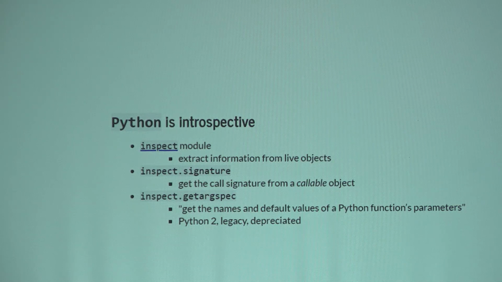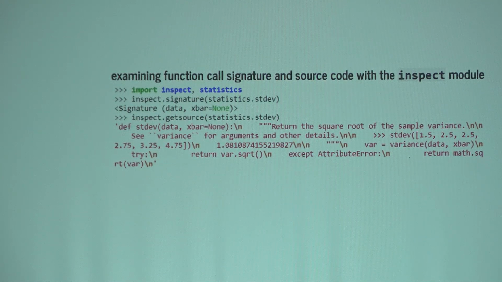inspect.signature is actually used by PyDoc for when help is invoked. We'll see that in a minute. And as far as I'm aware, nobody's done anything like this so far. So just to show you what inspect.signature does, we'll import from the standard library statistics module, and we'll take a look at the standard deviation function. And you can see there inspect.signature gives you the call signature for that function. And there's another function I'm using there to look at the source code, so we can see that that's Python code.